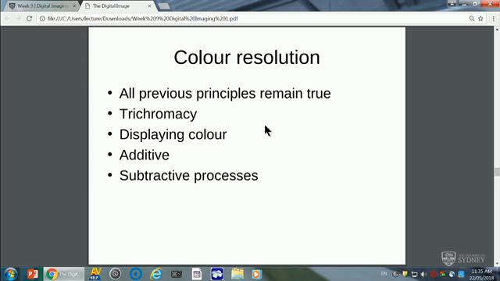You're going to have to just think it through. It's logical, but you've got to remember that diagram. That diagram is important because you won't be able to work it out otherwise. Okay, so that's the subtractive process.